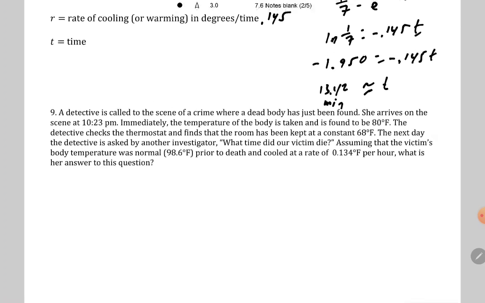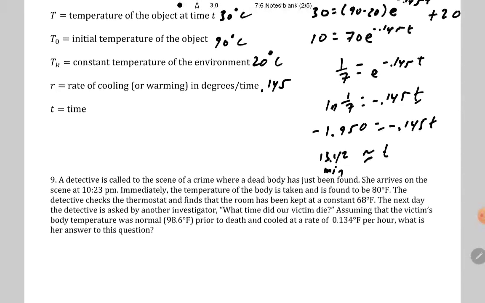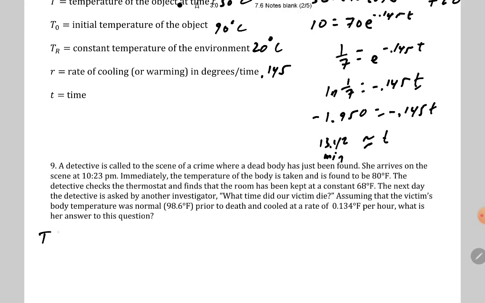Let's do another one. A detective is called to the scene of a crime where a dead body has just been found. So we're doing some CSI stuff. She arrives on the scene at 10:23 p.m. Immediately the temperature of the body is taken and is found to be 80 degrees Fahrenheit. So, let's write down all this stuff. So T, so we found the body to be 80 degrees. The initial temperature of the body we assumed to be 98.6 before it died. The room temperature is 68 degrees.